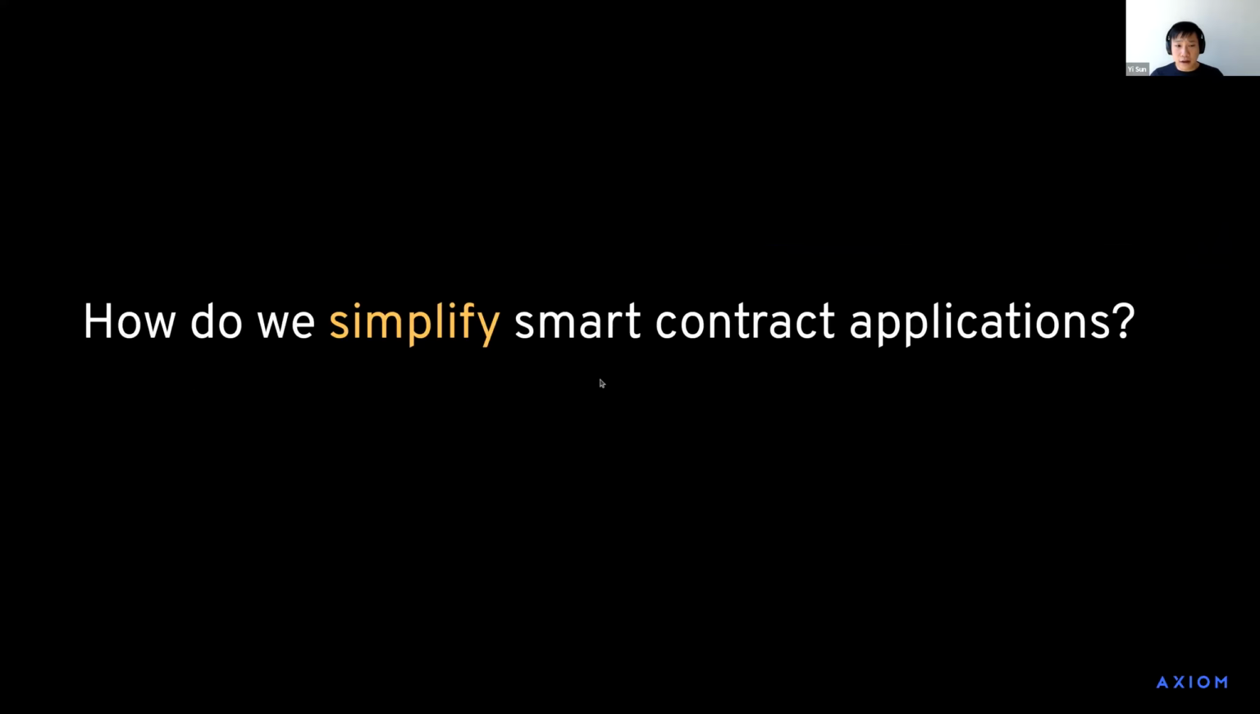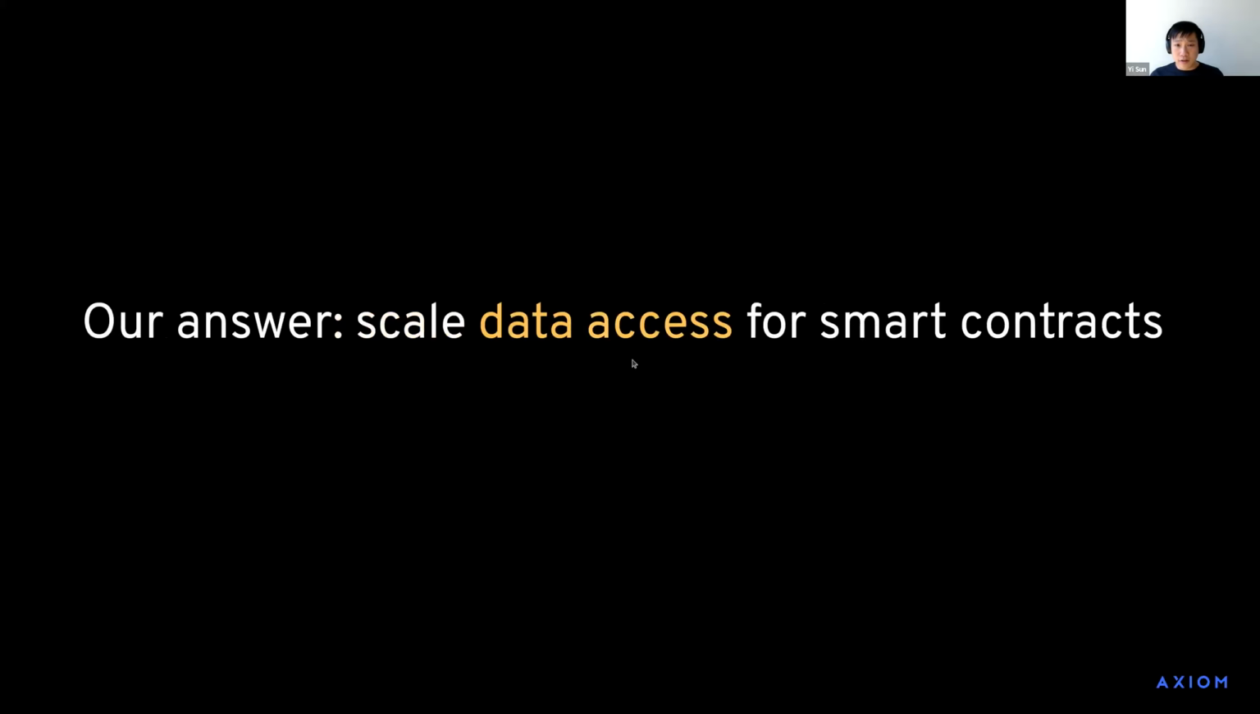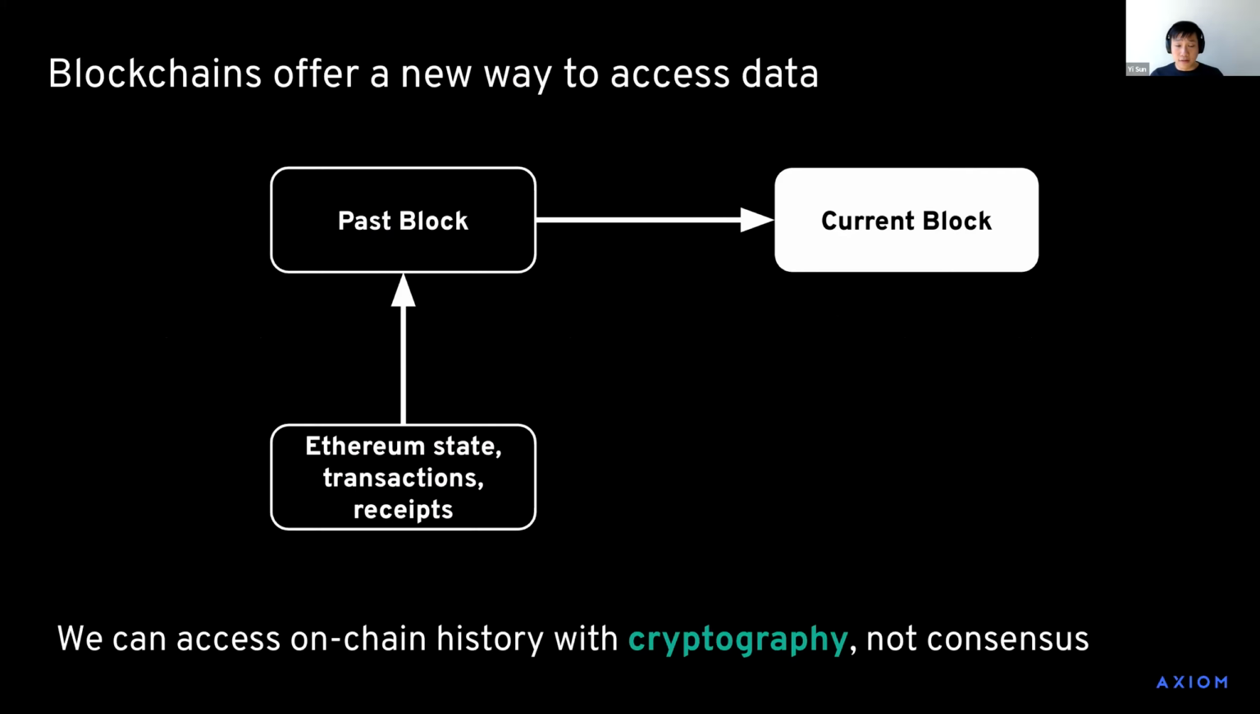And so we asked ourselves how we can simplify the design of smart contract applications so that developers don't have to think about all future uses of their on-chain data when writing their initial applications. And our answer to this is that we need to dramatically scale data access for smart contracts. So why do we even think this is possible? Well, blockchains actually offer a different way to access data outside of the consensus that's provided by the EVM.